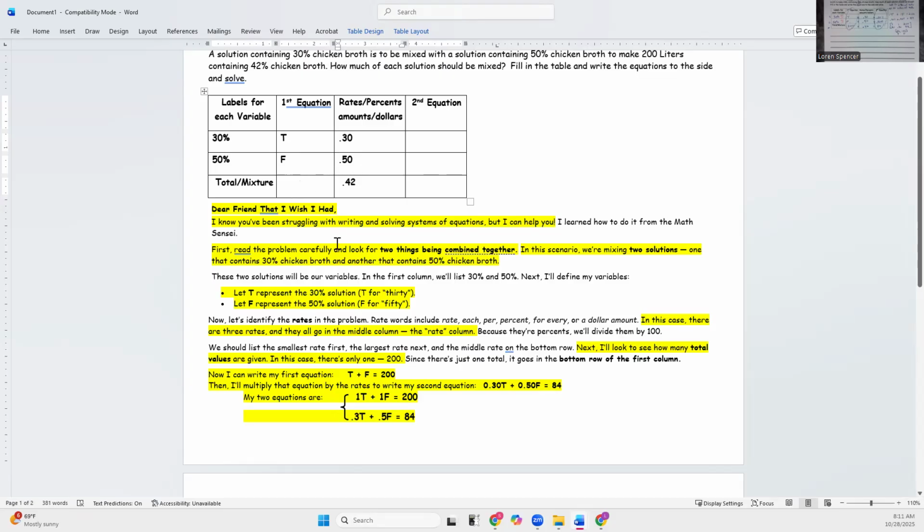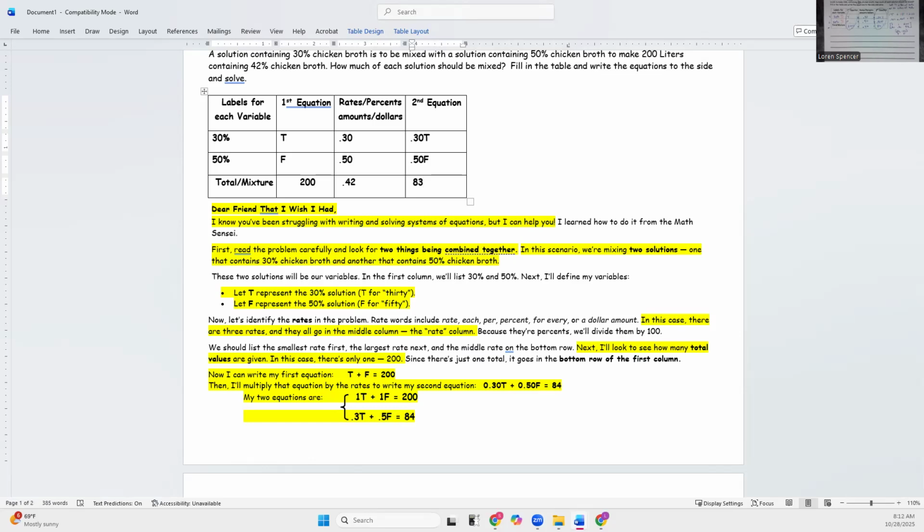Okay, then we put them in the rate columns, and we divided the 30, the 50, and the 42 by 100. And always remember you want small, large, medium. Now, the next thing we need to do is we look for our total words. In this case, we only had one total value, and our total value was 200. We multiply across, and we get 0.30T. Here we get 0.50F. And over here, we get 84.